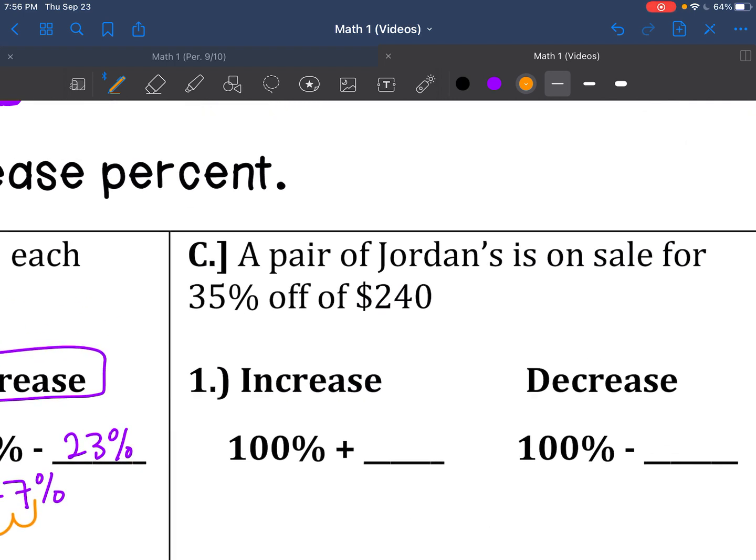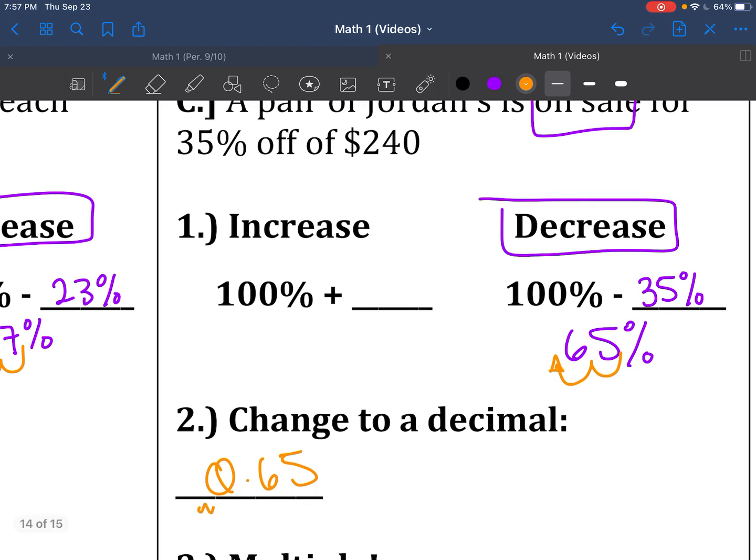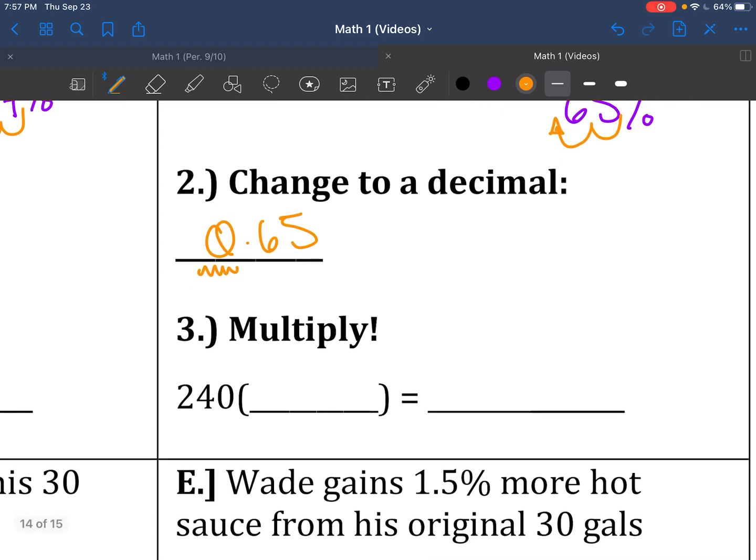So, looking up next, a pair of Jordans is on sale for 35% off of $240. Well, if something's on sale, that means we're going to decrease the price, and that's good, right? We like that. So what we're going to do is take 100% of the original price and subtract off 35% of it, which means we're only paying for 65% of that original price. Whoop, whoop. That's good. It's almost half. So, change it to a decimal, we get 0.65. That's good. We want a 0 in front of our decimal if we're decreasing. So 240 times that 0.65 gives us 156. Now the Jordans are worth $156. Yay.